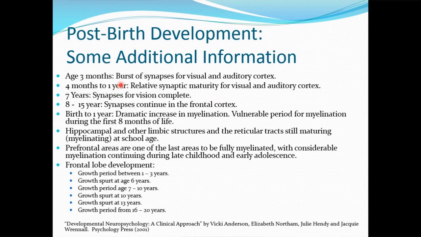So at age 3 months, there's a burst of synapses for visual and auditory cortex. Okay? Between 4 months and a year, there's a relative synaptic maturity for visual and auditory cortex. At 7 years, the synapses for vision are complete. So then they can see fully. Well, the synapses are complete. From 8 to 15 years, the synapses continue in the frontal cortex. Between birth and 1 year, there's a dramatic increase in myelin. It's a vulnerable period for myelination during the first 8 months of life.